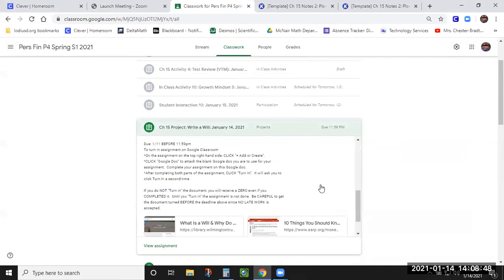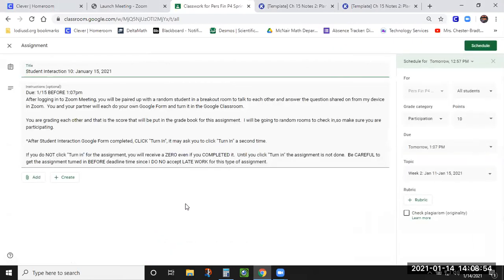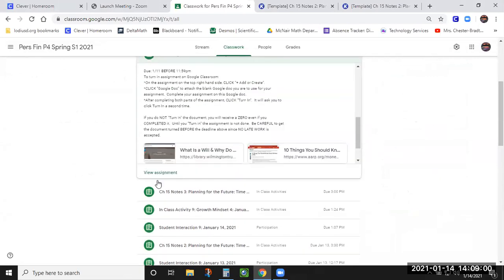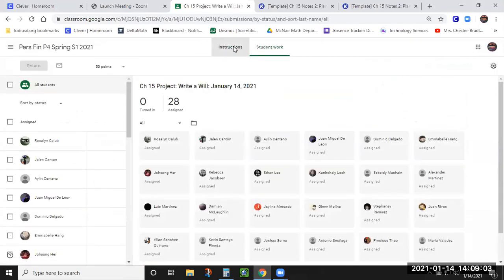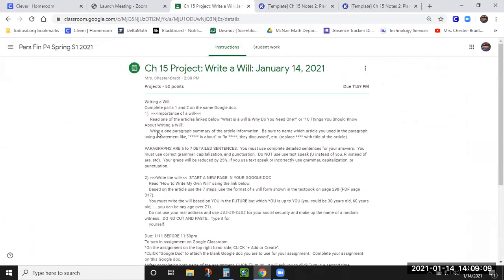All right, so for your project, let me view so it's bigger. Nope, not what I was trying for. Right idea, wrong one. You have at the bottom 3 things attached already. It says part 1, read one of the linked articles below, either what is a will and why do I need one, or 10 things you need to know about a will. Either one, doesn't matter which one, both are down here. And you're going to write 1 paragraph summary of the article.